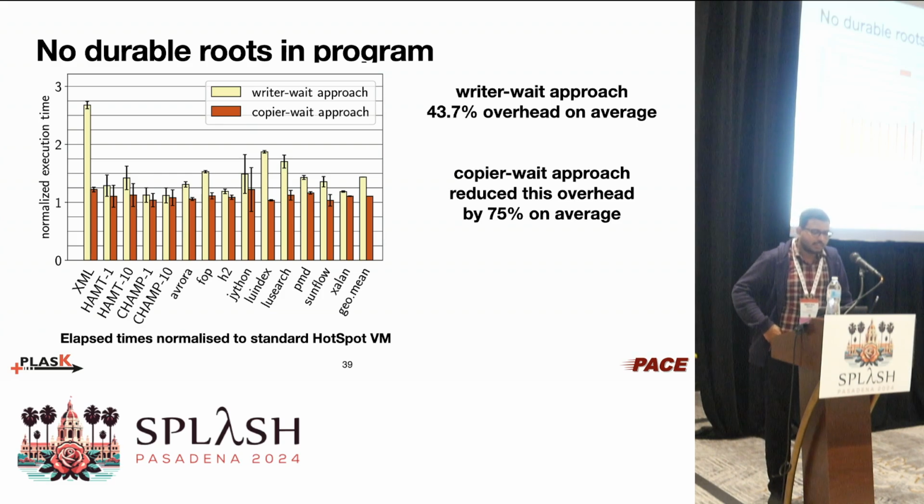As you can see, initially with the writer wait approach, we had a 43.7% overhead, but with our newly proposed approach, we reduced the overhead by 75%. And as you can see, it is very close to the execution time of the standard HotSpot VM. So the goal here is to bring the execution time of our JVM, which supports non-volatile memory, closer to the standard HotSpot JVM when there are no durable roots. And as evident, we were able to do it with minimal overheads.